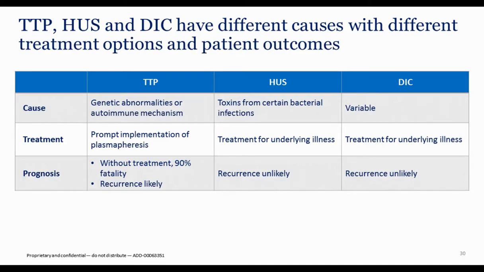DIC can present somewhat of a similar picture with the thrombocytopenia and maybe even some schistocytes, etc. But the cause of DIC is variable. DIC is associated with a number of conditions. We treat DIC initially by getting rid of it, by really treating the underlying illness that's causing the DIC, and then the recurrence would be unlikely.